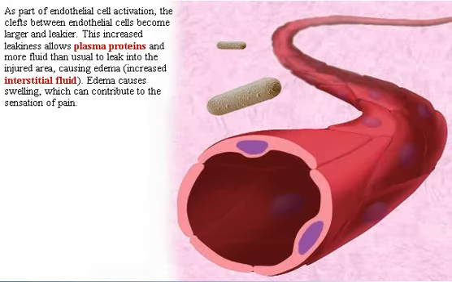As part of endothelial cell activation, the clefts between endothelial cells become larger and leakier. This increased leakiness allows plasma proteins and more fluid than usual to leak into the injured area, causing edema, an increase in interstitial fluid. Edema causes swelling, which can also contribute to the sensation of pain. Click the capillary.